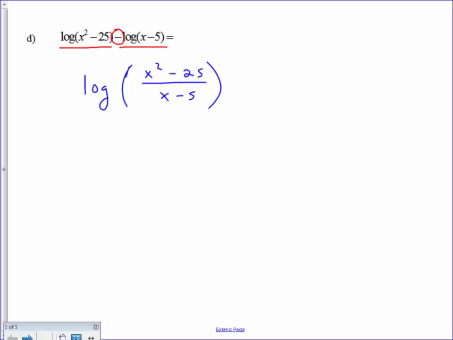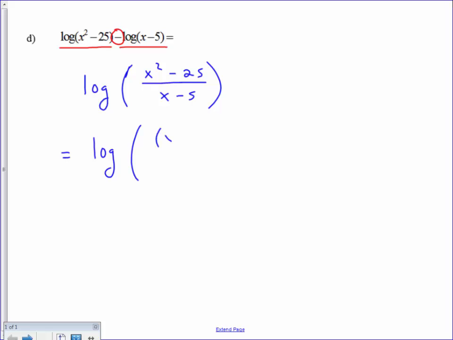Well, we've now rewritten this problem as a single log. From here, all we need to do is simplify. The log part has been done, so we need to do the algebra on the argument. Notice that the top is a polynomial that factors. It's a difference of squares.